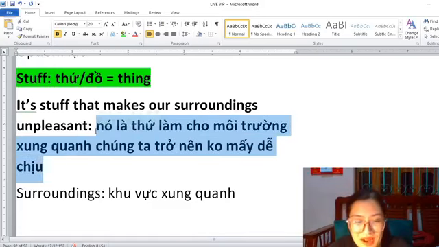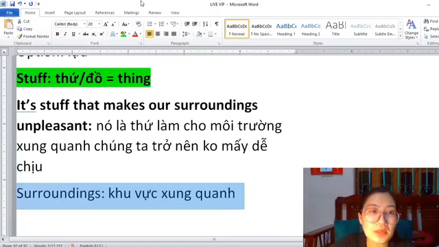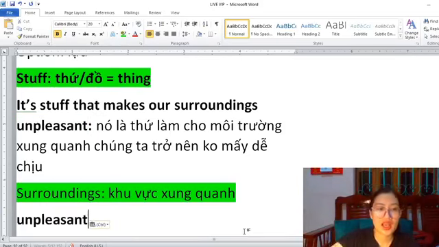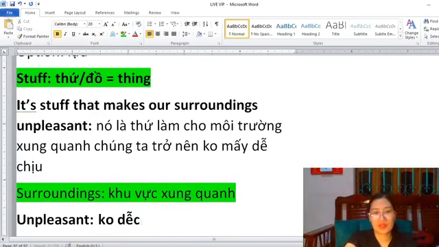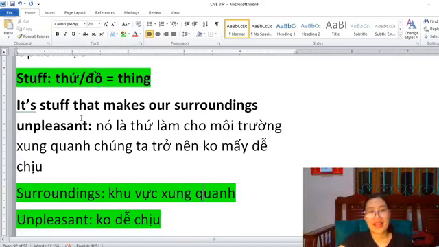It's stuff that makes our surroundings unpleasant. Ở đây tôi có một số từ như sau. Từ đầu tiên là từ surrounding, như cô vừa nói đây là khu vực xung quanh. Unpleasant mang nghĩa là không dễ chịu. Không dễ chịu. Unpleasant, không dễ chịu. It's stuff that makes our surroundings unpleasant. Nó là thứ làm cho môi trường xung quanh chúng ta trở nên không mấy dễ chịu.